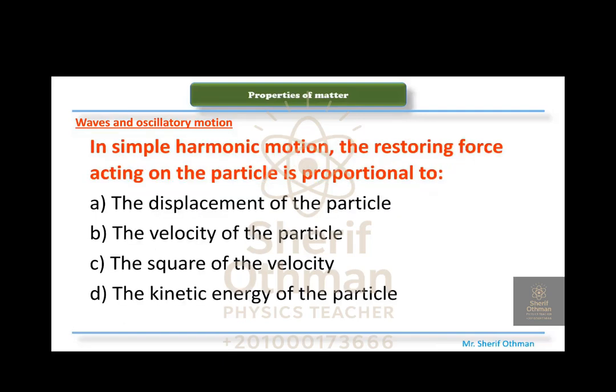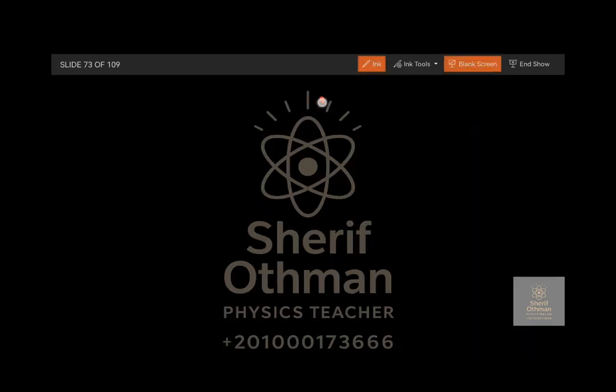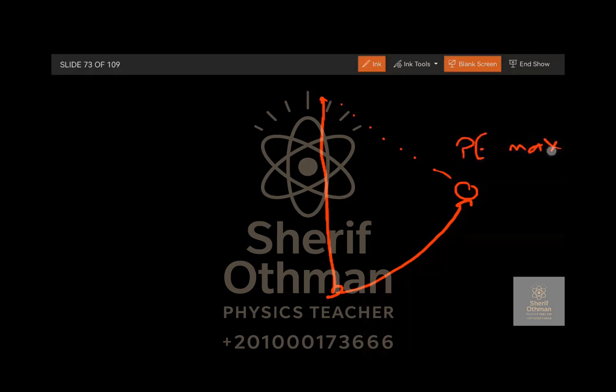In simple harmonic motion, the restoring force acting on the particle is proportional to the displacement of the particle itself. Here is the pendulum, and here is the rest point. Moving the pendulum upward to the new position makes the stored potential energy maximum. So the pendulum has the maximum potential energy at the maximum point.